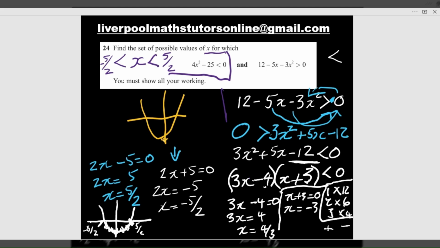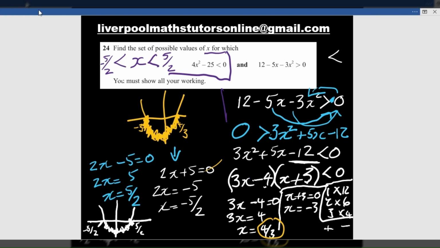Negative 12 will be here, and we've got this C will be where the minus 3 would be, and there would be where the 4 over 3 would be. So it's all that part of the graph, all under the 0. It's all them values here that would work and make that equation valid, true, smaller than 0.